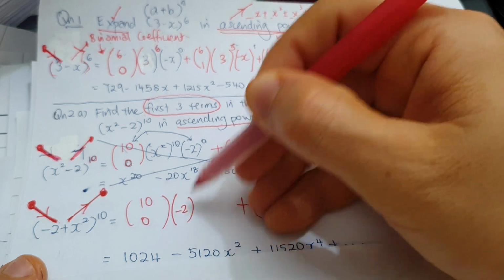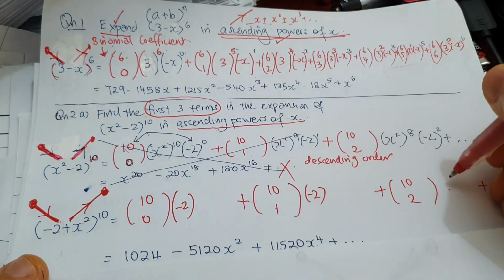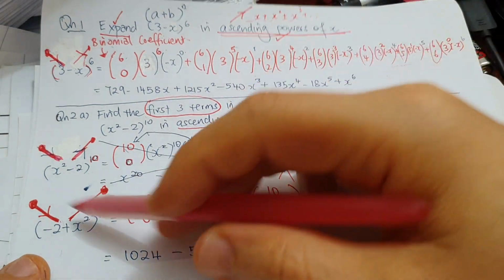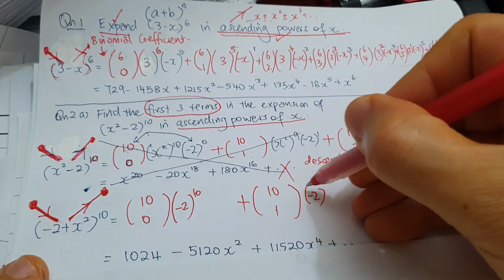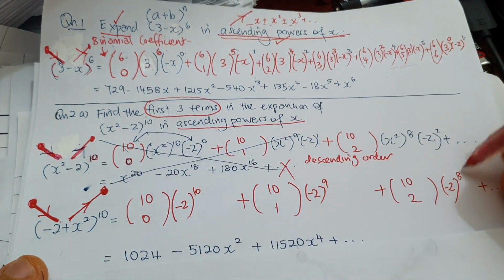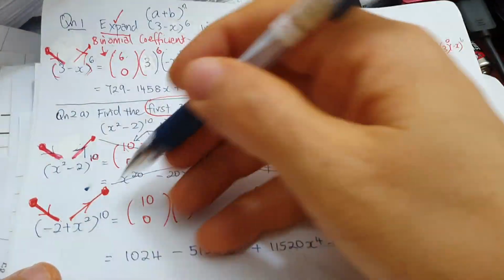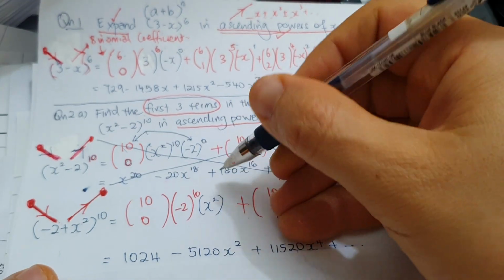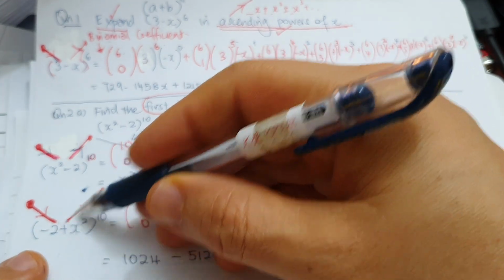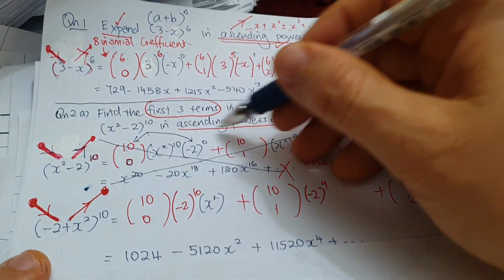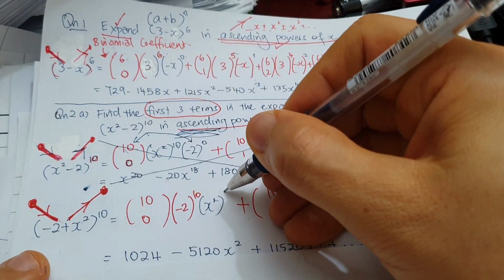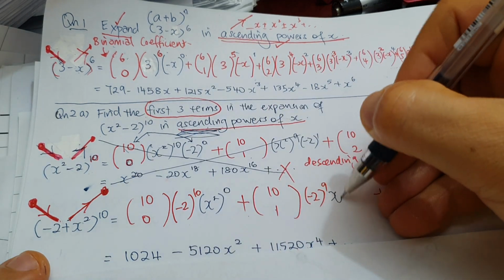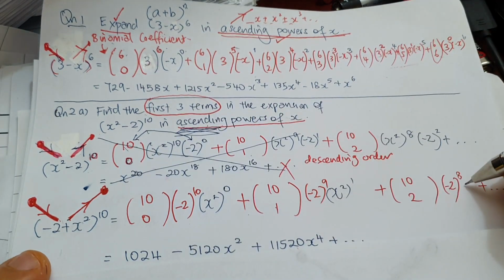Minus 2, minus 2, minus 2. Is the power descending? Yes. So it starts from 10, then 9, then 8. Alright, I do the next one, which is x squared. Yes, this is our key thing because now my power is increasing. That I want increasing, ascending order. And this will be starting from 0, 1, 2.